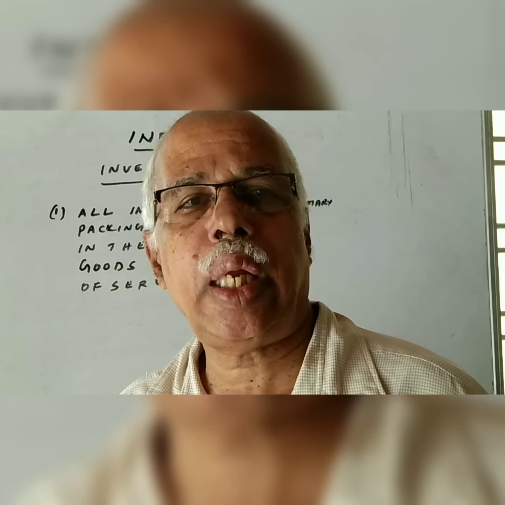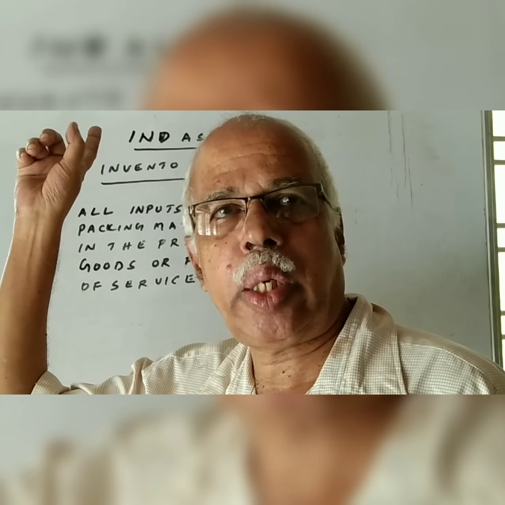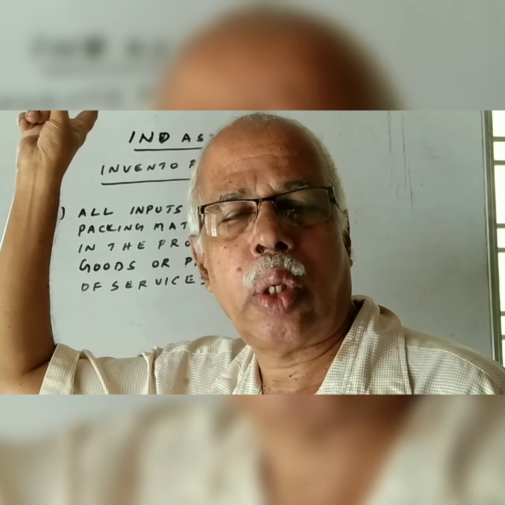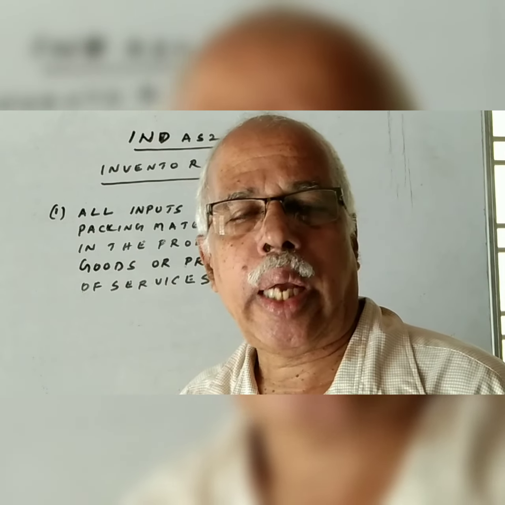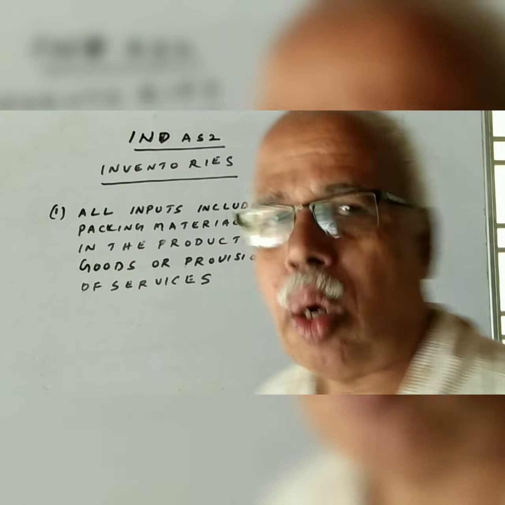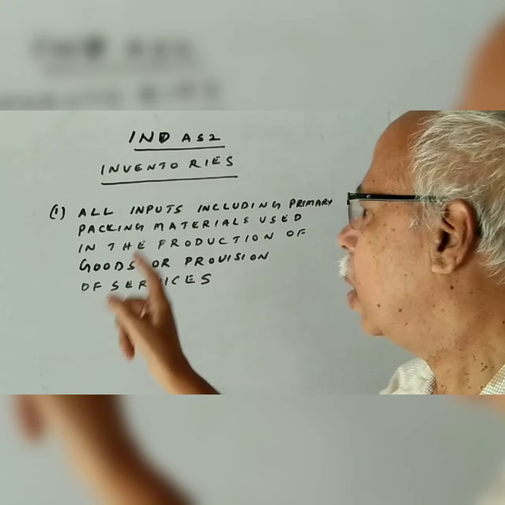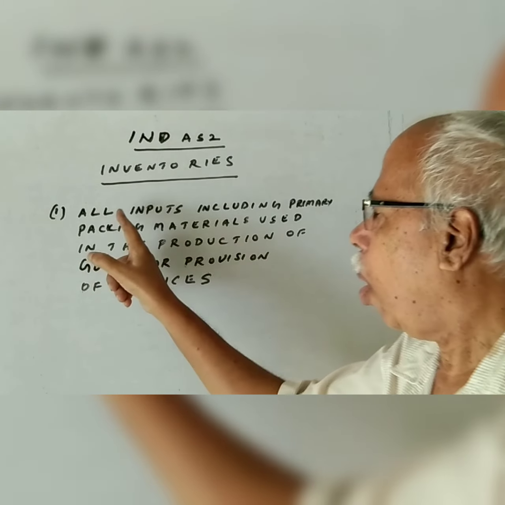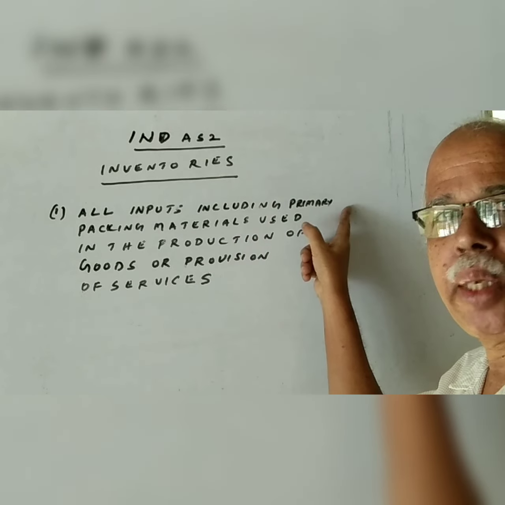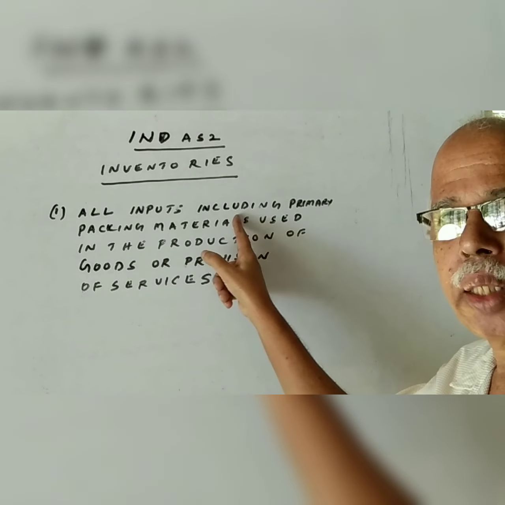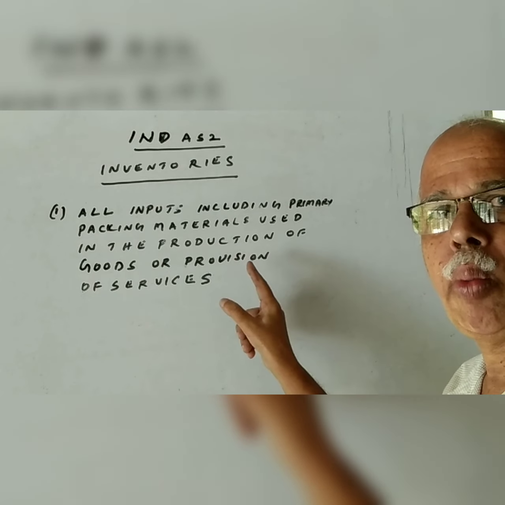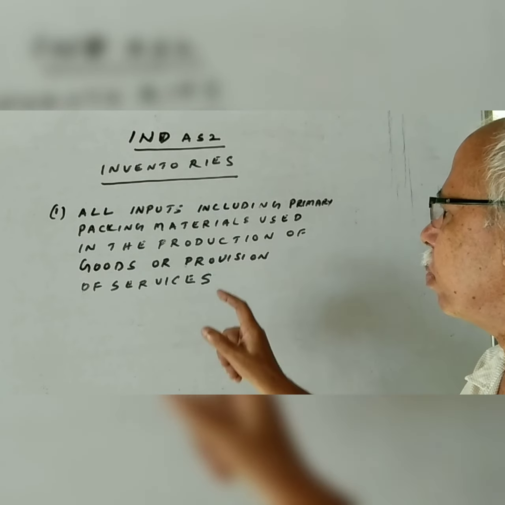Today I will deal with the subject of inventories. It comes under Indian AS 2. As you know, inventories are assets of the following types. 1. All inputs including primary packing materials used in the production of goods or provision of services.